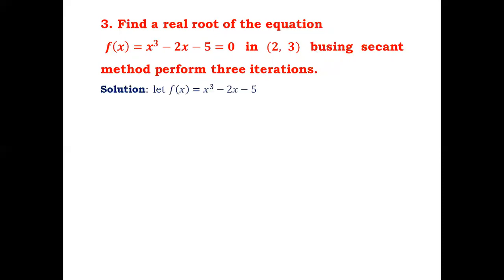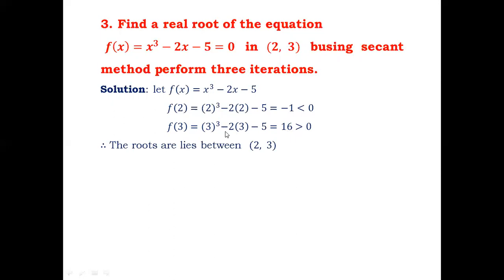So, solution: f of x is equal to x cube minus 2x minus 5. Already given 2 comma 3. Therefore, instead of 0, 1, we can directly calculate 2. f of 2 is 2 cube minus 2 into 2 minus 5, which is 8 minus 9, minus 1, negative, less than 0. So find f of 3. f of 3 is 3 cube minus 2 into 3 minus 5, which is 27 minus 6 minus 5, equal to 16, positive, greater than 0. Therefore f of 2 is negative, f of 3 is positive, so the root lies between 2 and 3.